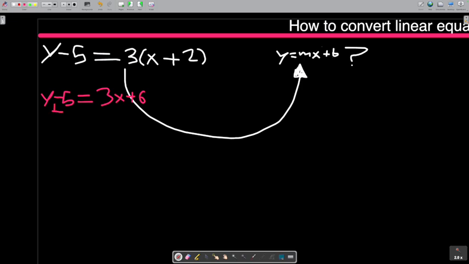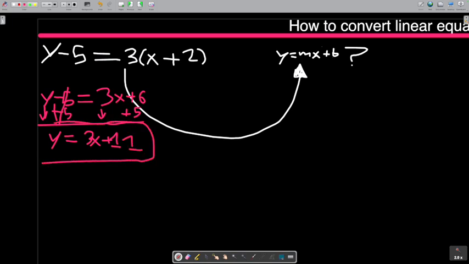So 3 times x is just 3x, 3 times 2 is just plus 6. So now we can add 5 to both sides, so we can cancel out the negative 5, so y is alone. So let's cancel out this, and then we bring down the y, and bring down 3x. 3x plus 6 plus 5 equals 3x plus 11. And that's it. We converted it, and that's the answer.